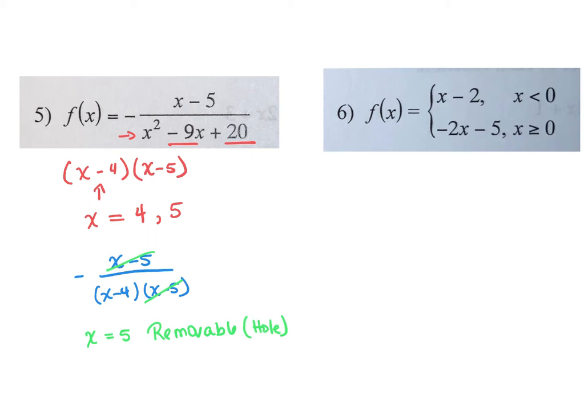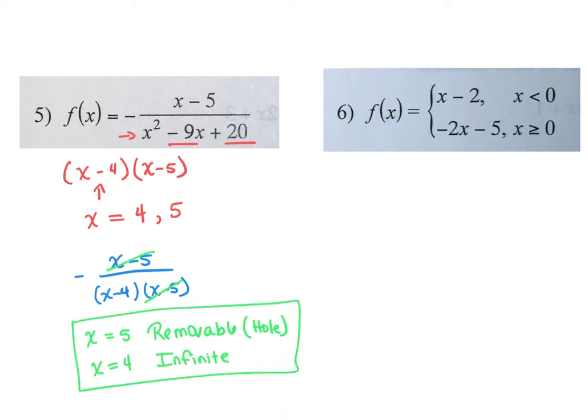X minus 4 is not removable. I cannot cancel that with anything. So when it's not removable, it is infinite. When you cannot remove it in the denominator, it is an infinite. So back at that one we just had, you would just say, I have x equals 5, which is removable, x equals 4, which is infinite.